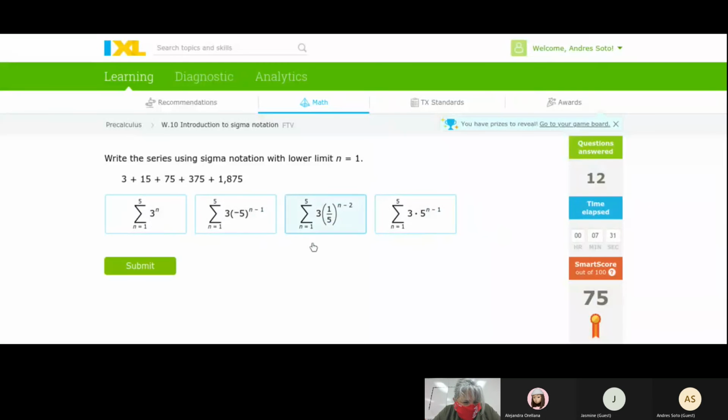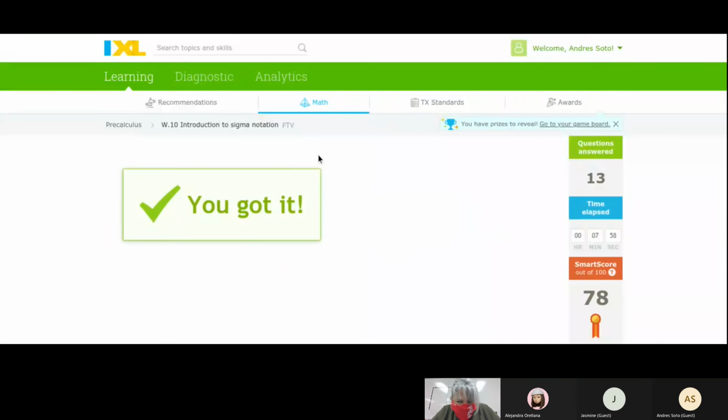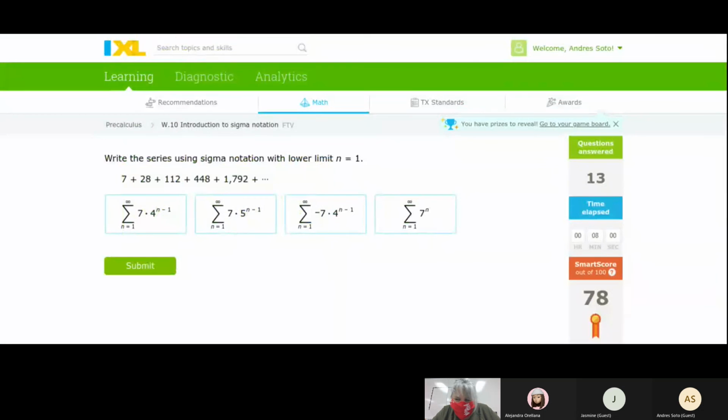So move on to the next term, which is where n equals 2. Okay, in the first one, if you put 2 in there, 3 squared is 9, so it's not the first one. On the second one, if you put 2 in there, 2 minus 1 is 1, you get negative 5 times 3. That's negative 15, so it's not that one. So hopefully it's the last one. When you put 2 in the last one, oh, you got it?